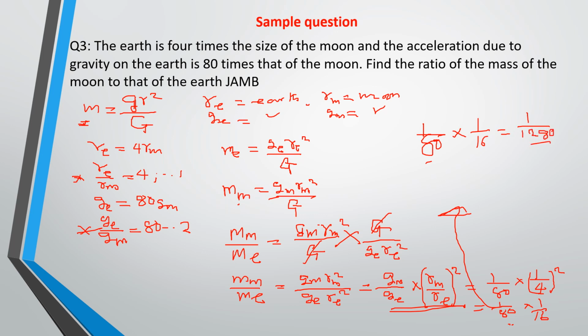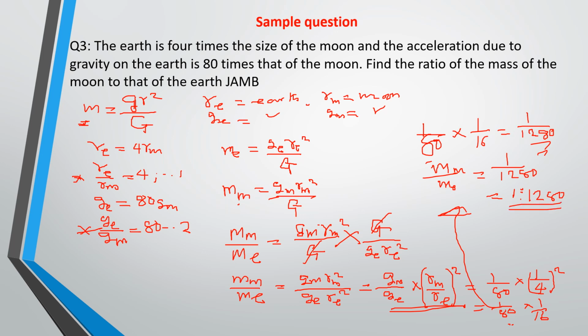Okay, so the ratio of the mass of the moon to that of the earth, m moon over m earth, is equal to 1 all over 1280. So in the form of ratio, this will be 1 to what? It will be 1 to 1280. Okay, so that will be it, 1 to 1280. So this will be your final answer.